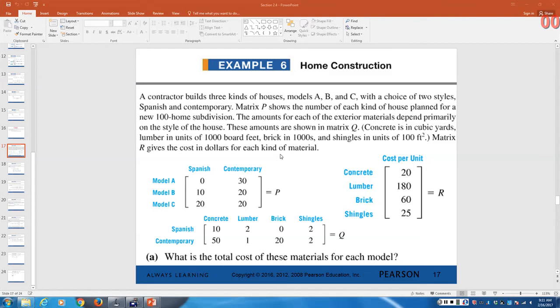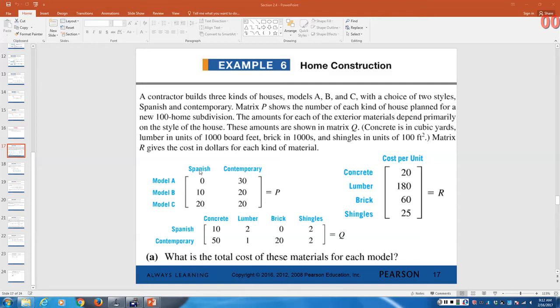Okay, so the situation we've got here is we've got a contractor, and he is building a planned subdivision, and he has 3 different models of houses that he builds. Models A, B, and C, probably different in the square footage or the size of the bedrooms, or how many bedrooms or something like that. And it has a choice of 2 styles, a Spanish style and a contemporary style. And the matrix P here shows you how many of each style of house that he has planned.